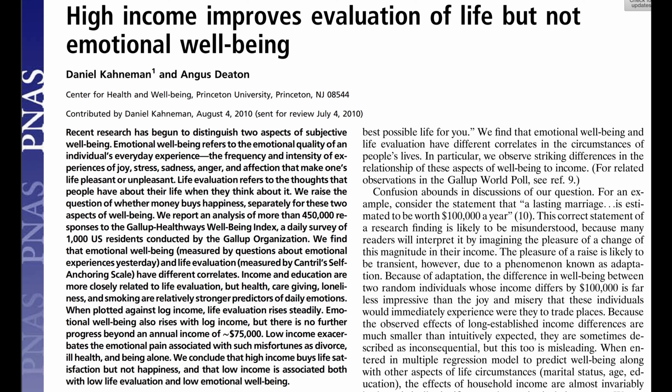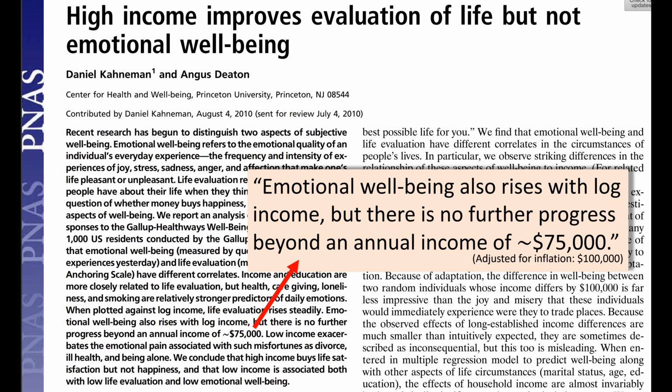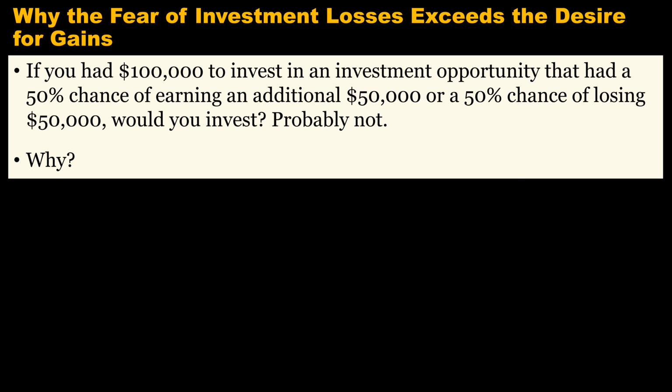That money can buy some happiness for the less wealthy is evinced by a 2010 study that showed that emotional well-being stops rising with income when a person is already earning at least $75,000 annually. Adjusting for inflation, that is $100,000 today. Marginal utility explains why people fear losses more than they desire gains.